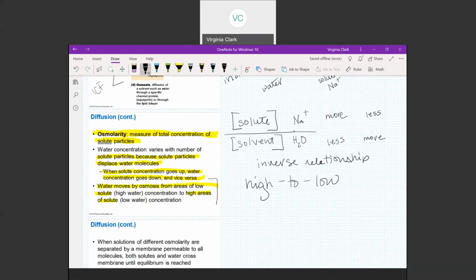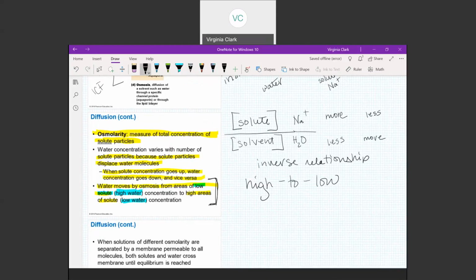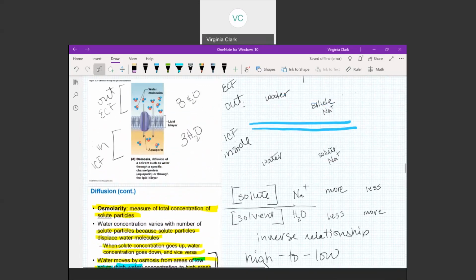But this statement is weird because I want you to notice that water moves by osmosis from an area of low solute, but it is going to be an area of high water. So it's still moving from high to low. Water is moving from high to low. It still follows that same premise, but it's going to be high water, which is going to be low solute. So up here, if we have high water, we are going to have low solute. Outside the cell, high water, low solute.